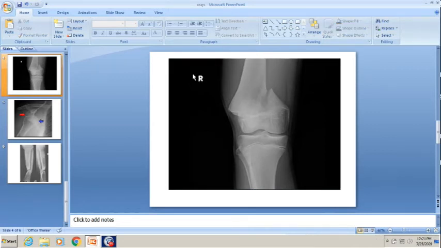Sir, this is an X-ray of the knee joint in AP view, where we can see the tibia, fibula, and the femur, where there is a supracondylar fracture of femur. It says supracondylar humerus fracture. What is this line?